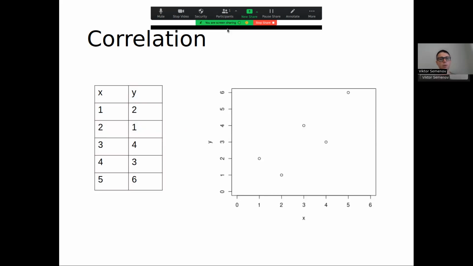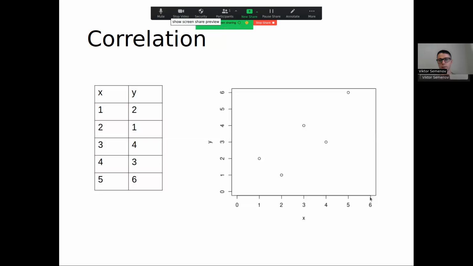So let's imagine that you have a data set. It doesn't matter what we have measured, but we have the value of x, which has values of 1, 2, 3, 4, and 5, and we have a value of y, which has these values. We plot it on a scatter plot, and we can see that there is some dependency. So generally, with the increase of x value, y value increases as well. But we cannot be exactly sure.